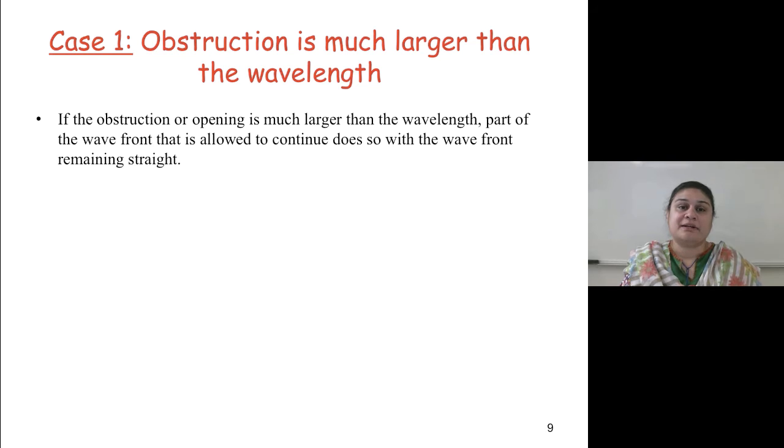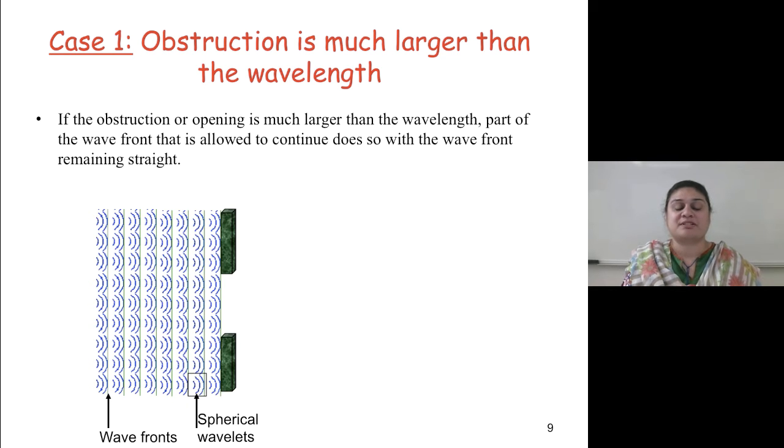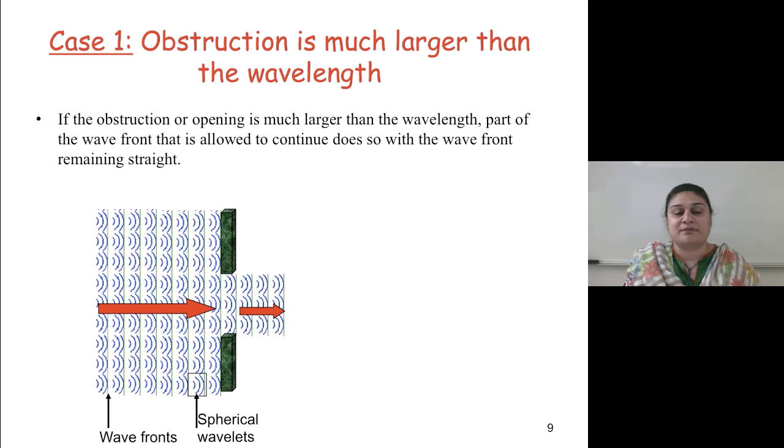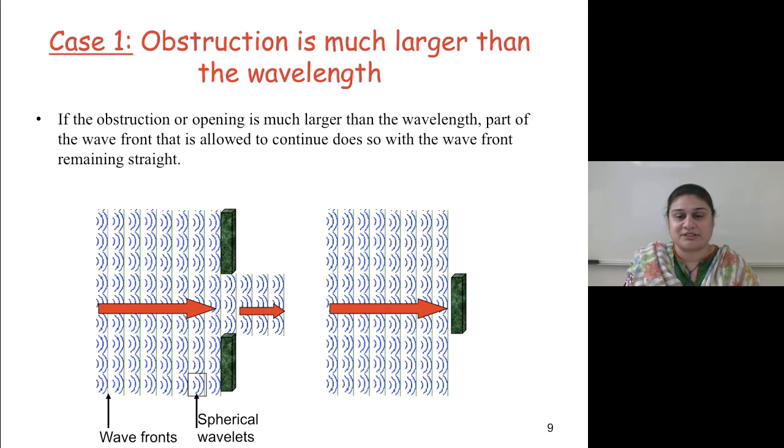So case 1, when the obstruction is much larger than the wavelength. If the obstruction or opening is much larger than the wavelength, part of the wavefront that is allowed to continue does so with the wavefront remaining straight. So for example, this one. If you have wavefronts coming towards a barrier, so think about this as a barrier in water, for example, and these are going forward, they will continue to go straight through without any hindrance.